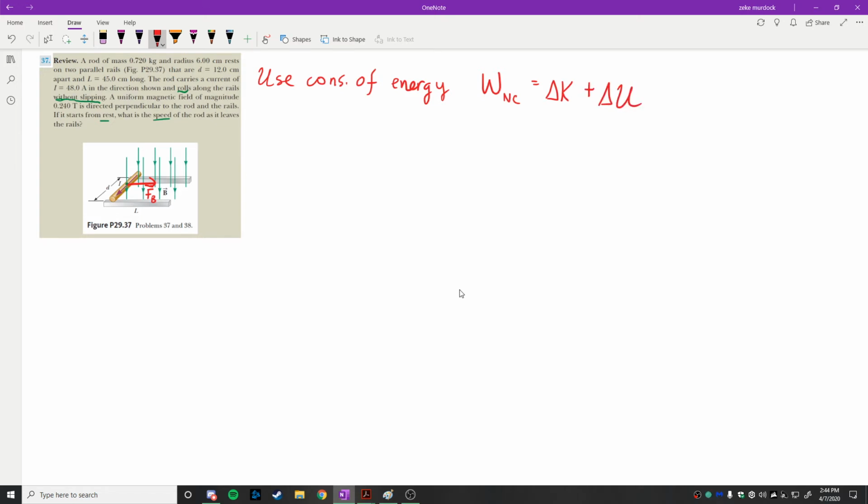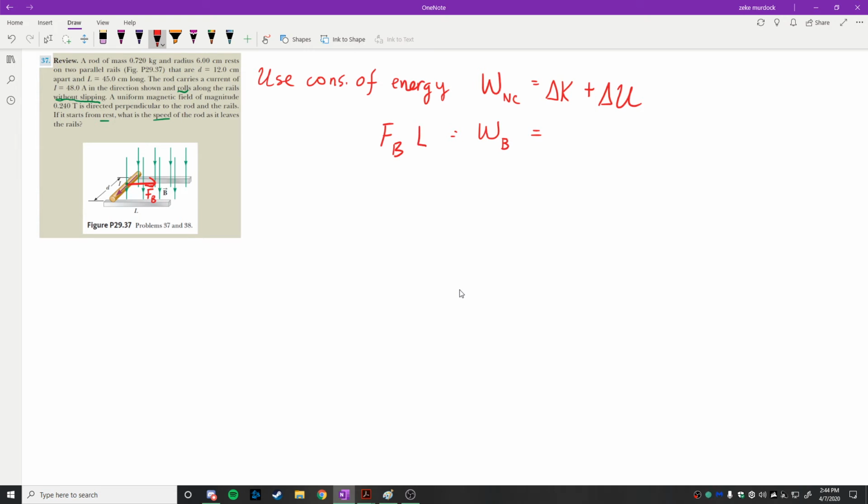In this case, the work done by non-conservative forces is going to be the work that's done by the magnetic force, so the work done by B. We're going to not worry about any slipping due to friction, but the work done by this should be something like the magnetic force multiplied by the length. And I'll let you guys think about this.